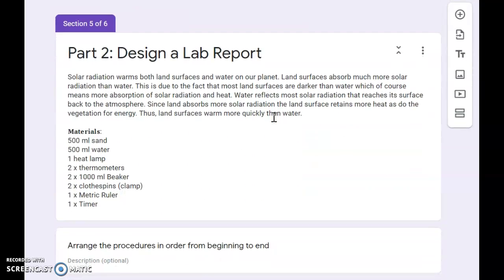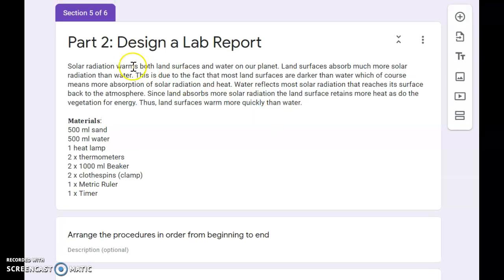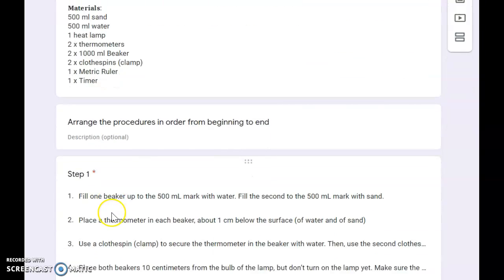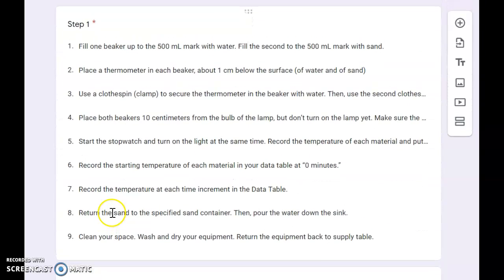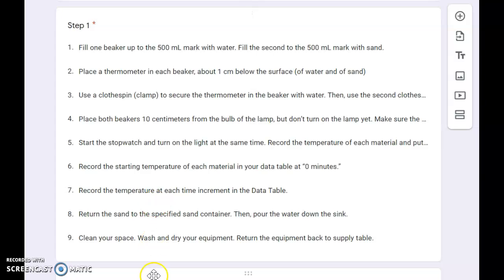Part 2 is where you will design a lab report. Again, using the background information above and the materials that are listed right here. You are going to take these 9 steps and order them from first to last for steps 1 through 9.